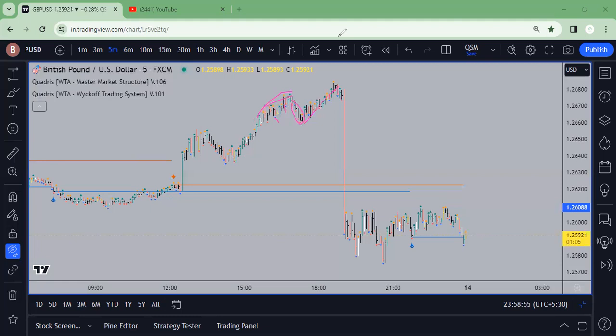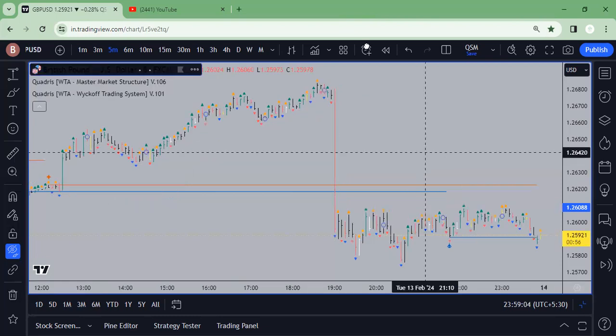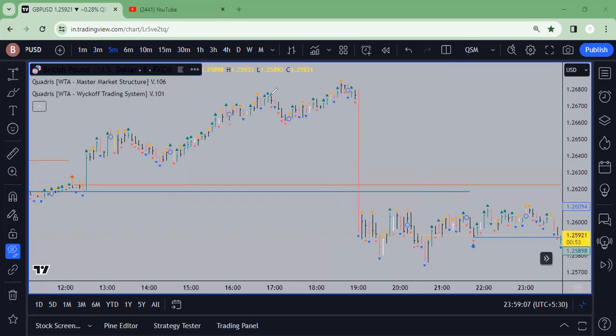But here is the catch. If you see it closely, one second. If you look at it, look at this, from a tape reading perspective, this was the absorption, effort versus result, demand was in control.